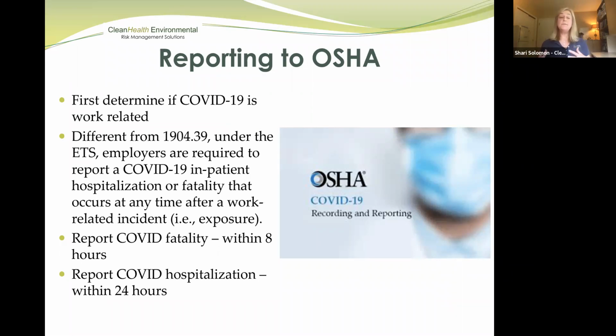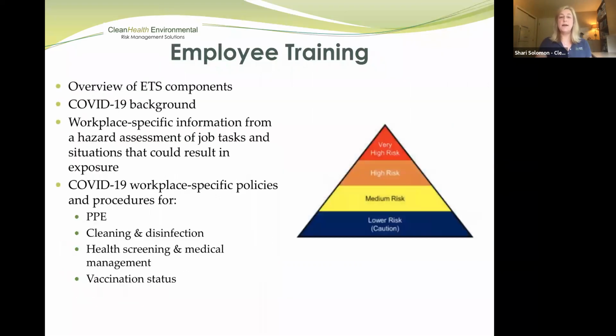As far as the timeframes, if there is a COVID fatality, it's within 8 hours of notification, and the same thing with hospitalization. It's within 24 hours, not of when that individual is hospitalized, but when you were notified of that, because you may not know for a day or two, perhaps. So that's the specifics regarding reporting to OSHA. So there is a reporting component to OSHA under their 300 log.